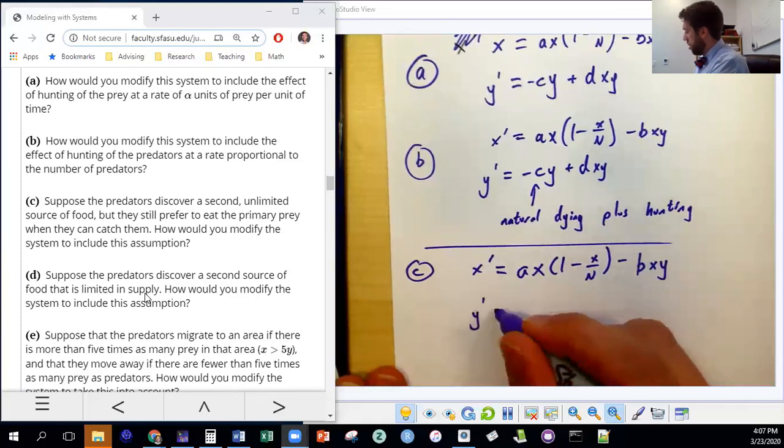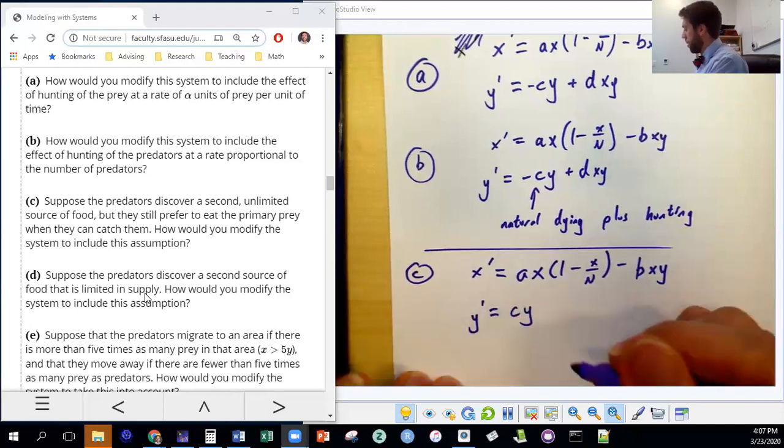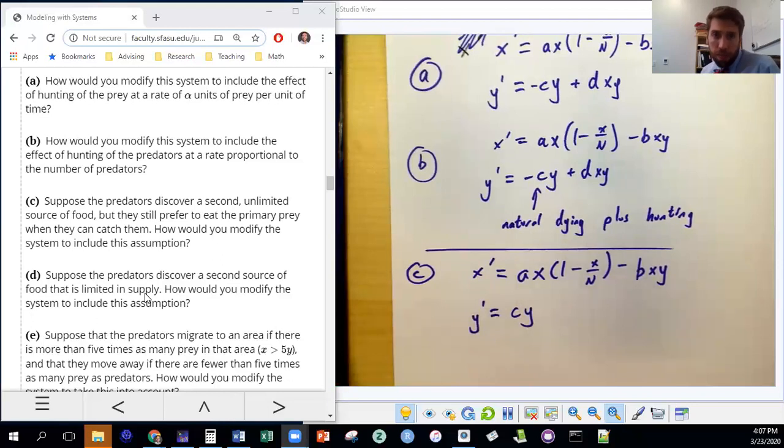But now, the population of the predator, if they have unlimited food, then that's just going to be constant growth. So positive c times y. I think there's other ways to try to answer this question. It's a little bit vague, but that's the way I would assume it would be: you've got prey animals being eaten by predators whenever they can get them, and the predators kind of growing exponentially.